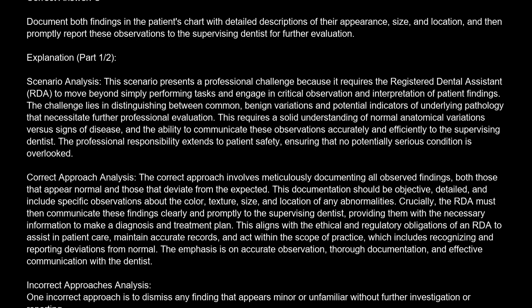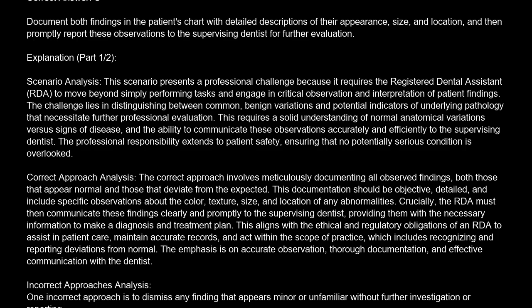Explanation. Scenario analysis. This scenario presents a professional challenge because it requires the registered dental assistant, RDA, to move beyond simply performing tasks and engage in critical observation and interpretation of patient findings. The challenge lies in distinguishing between common, benign variations and potential indicators of underlying pathology that necessitate further professional evaluation. This requires a solid understanding of normal anatomical variations versus signs of disease, and the ability to communicate these observations accurately and efficiently to the supervising dentist.